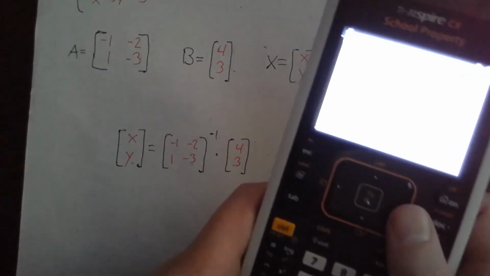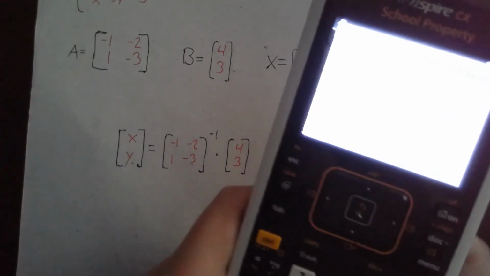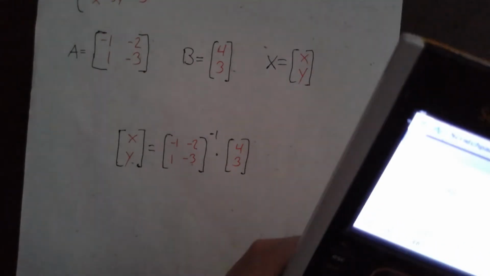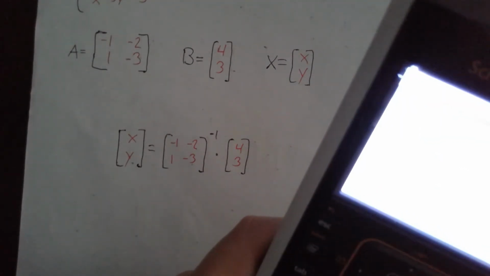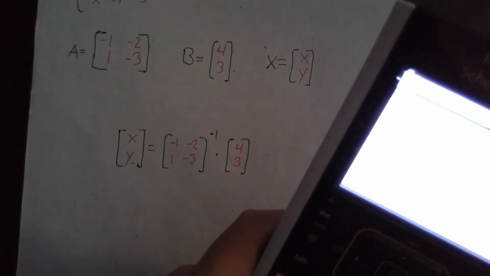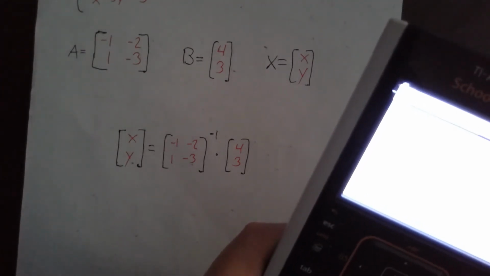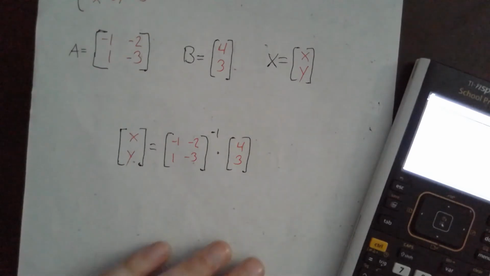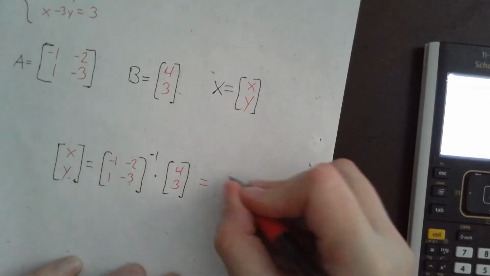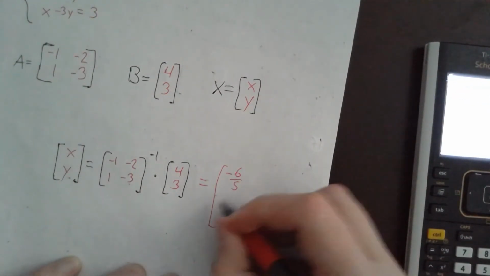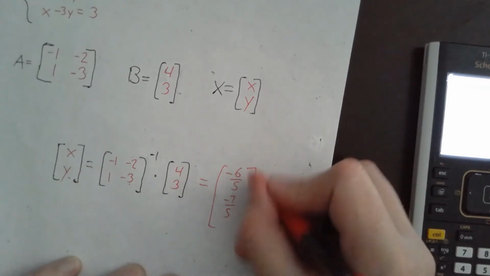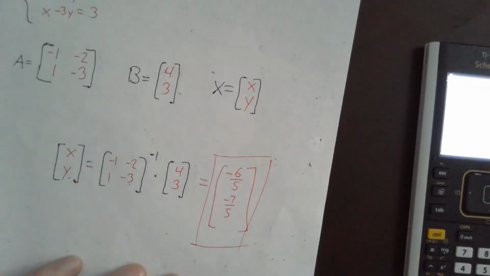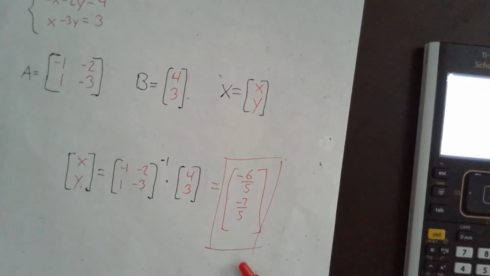We get negative 1. And then we got negative 2. And then we have 1 and negative 3. All that to the inverse times 4 and 3. Type that in. Still fractions, but not as bad. We get negative 6/5 and negative 7/5. There you go. Now we can deal with really ugly numbers using matrices and not work very hard doing it.